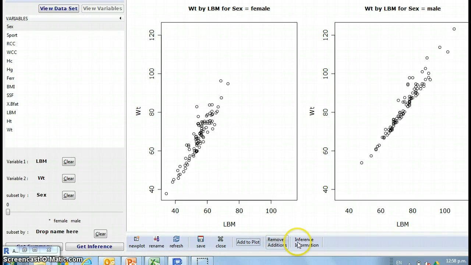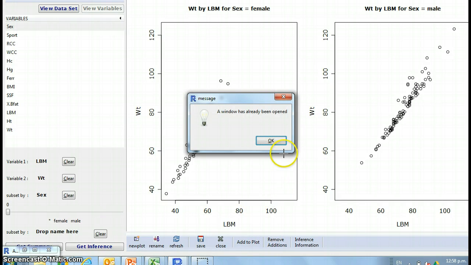Another button that I've just discovered, let me show you.